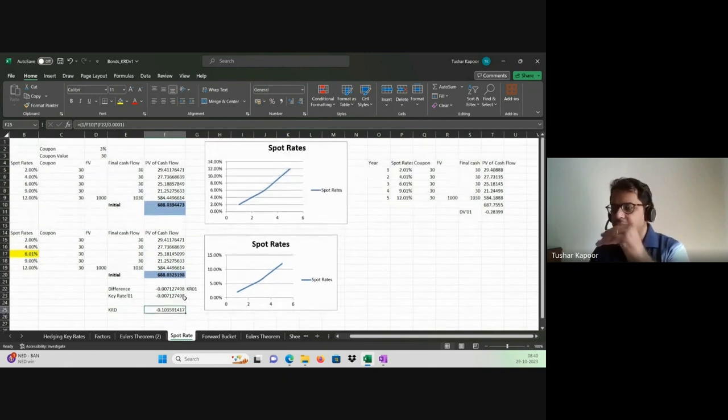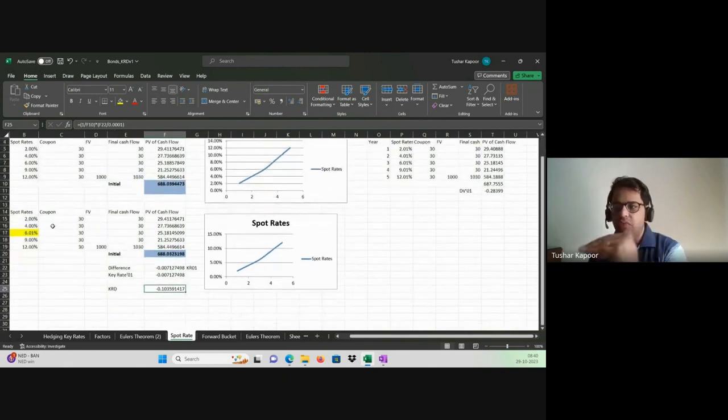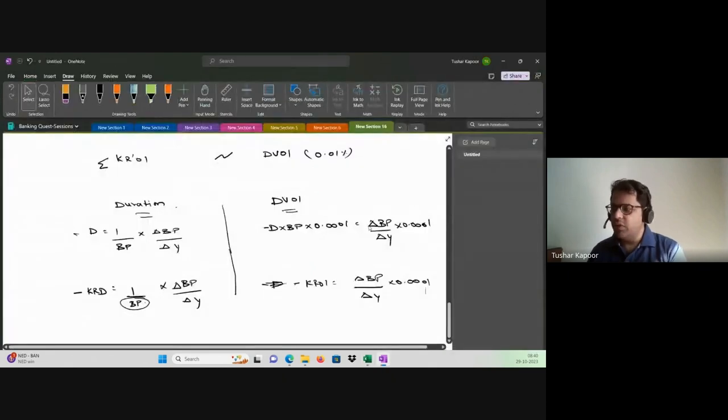Now, the point here is if we take a KRD on 2, 4, 6, 9, 12, whatever key rates we decided, the sum of all the KR01s should sum up to the DV01. The sum of all the KRDs should sum up to the duration of this particular bond. Okay, this is the point that we want to make.